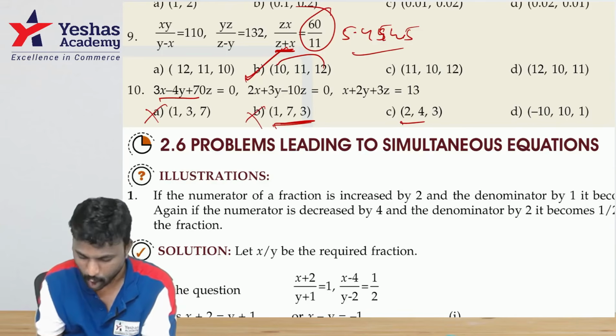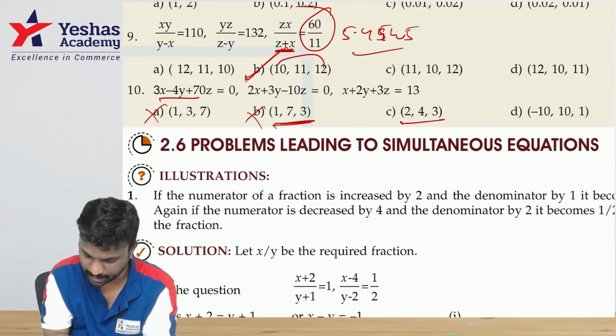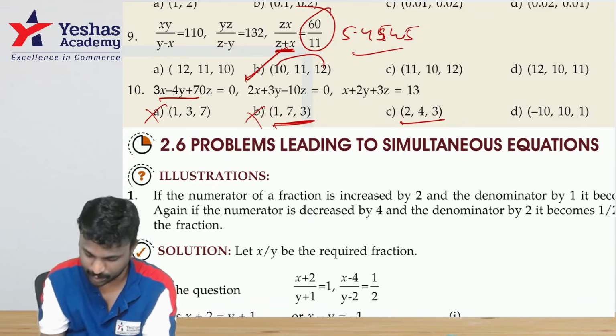Definitely not 0. Option C, if I hit 3 into 2 m plus 4 into 4 m minus 70 into 3 m plus mrc, it's 200.